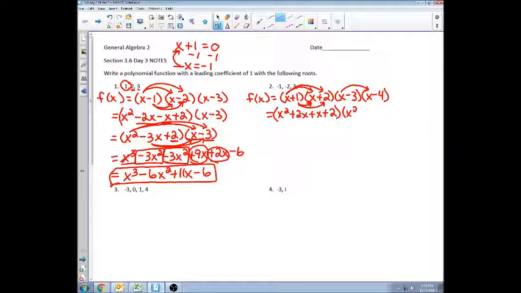So this would be x squared. That would be negative 4x. This would be negative 3x. And then negative 3 times negative 4 would be positive 12. I'm going to combine like terms in both my sets of parentheses individually, though. So the first set is x squared. Then I would have positive 2x plus x, which would be positive 3x. And then I just have the positive 2.